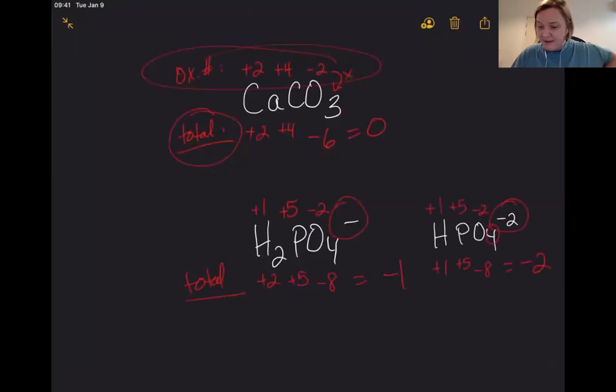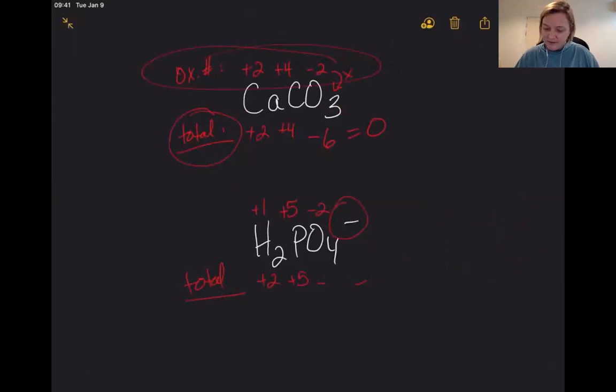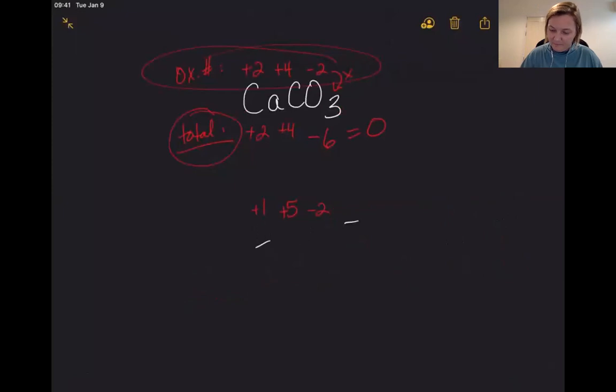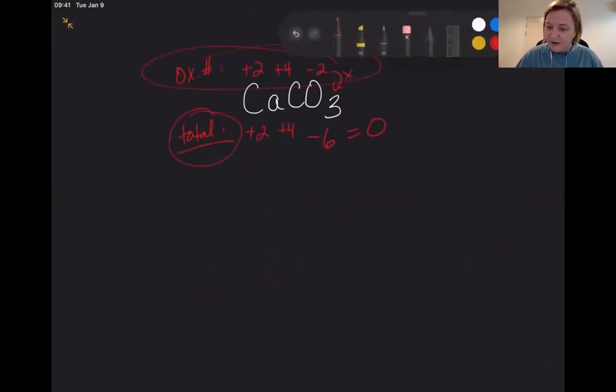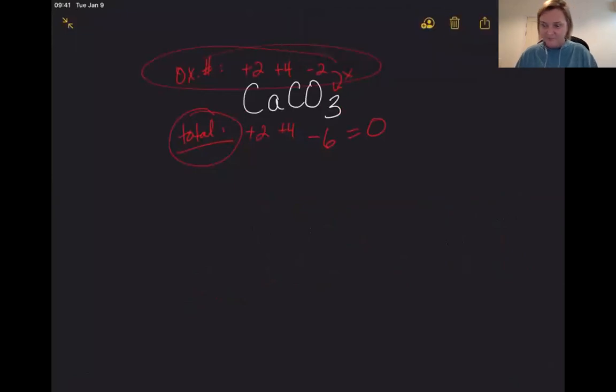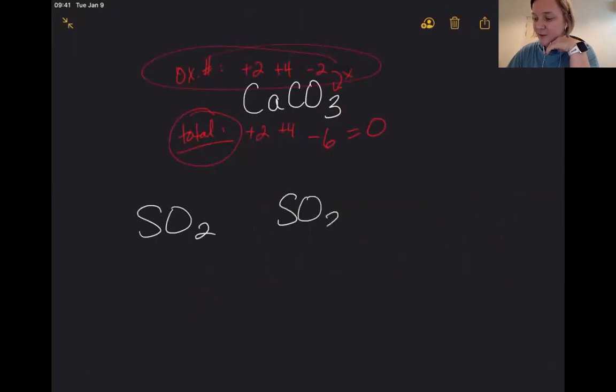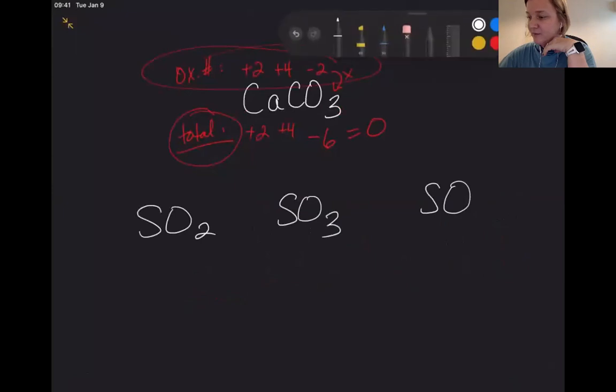Well, in that case, let me show you an example of what I was trying to do before I did a complete self-own. I end up having the same oxidation number for phosphorus. Okay, we'll try SO2 and SO3.